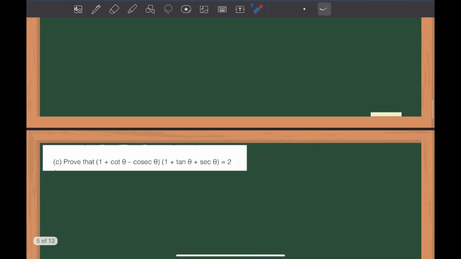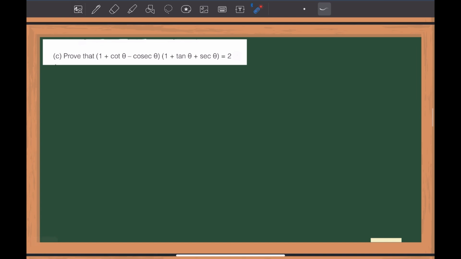Let's move on to our next question. In this particular question, I have a set of just two portions in multiplication, and all I need is simply 2. So what I can do over here is convert all the trigonometric ratios in terms of sine and cos.